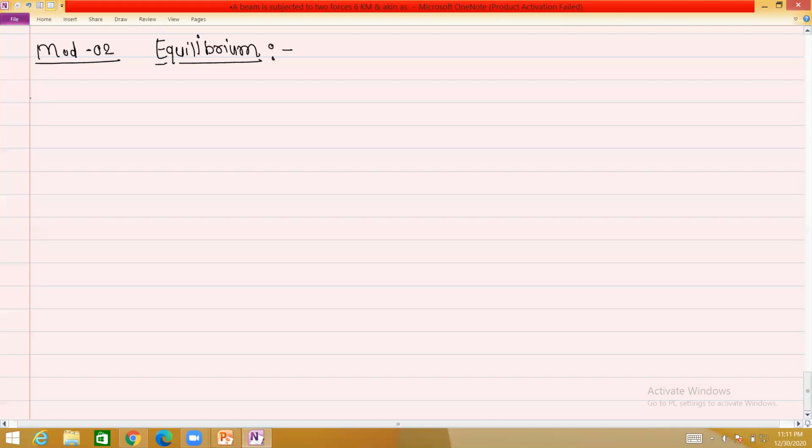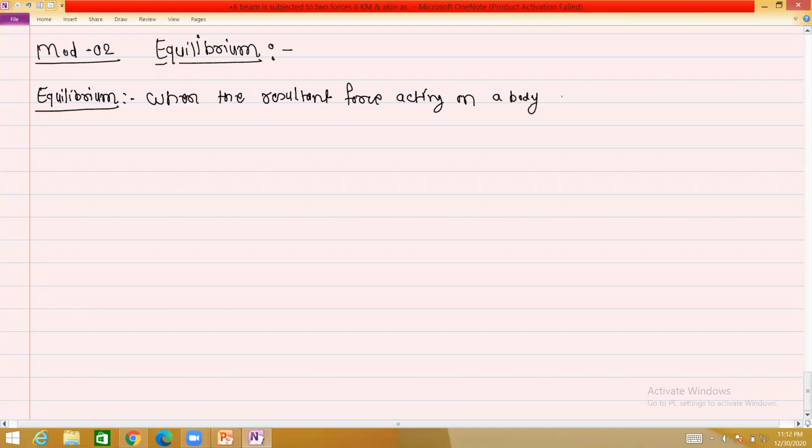So what is the meaning of equilibrium? When the resultant force acting on a body or object is zero, then that object or body is said to be in equilibrium.